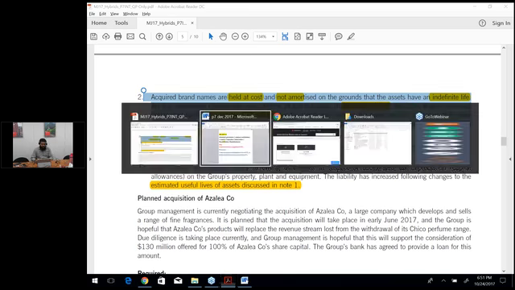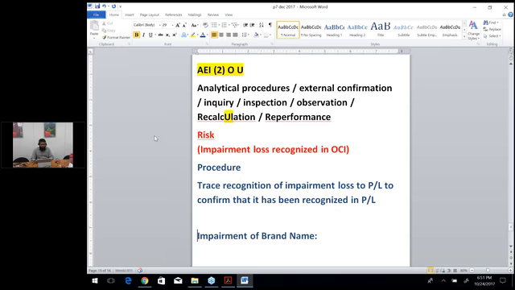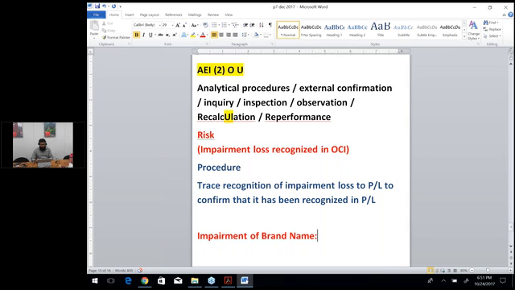When we talk about this impairment of brand name, first of all, you need to think about the various risks. Number one of them is you need to understand what does impairment involve. Impairment is whenever the carrying amount of an asset is greater than its recoverable amount.